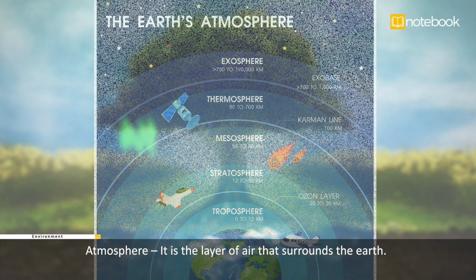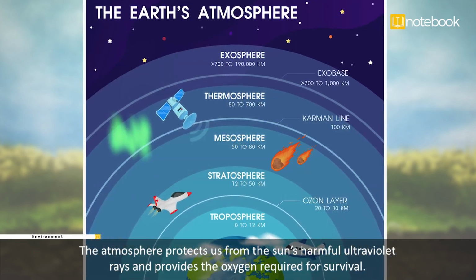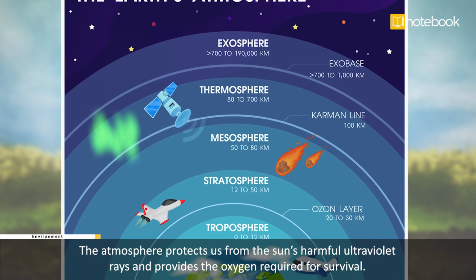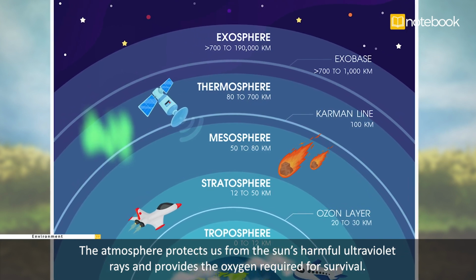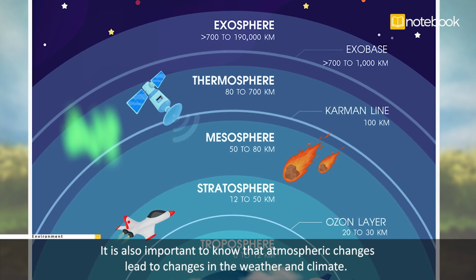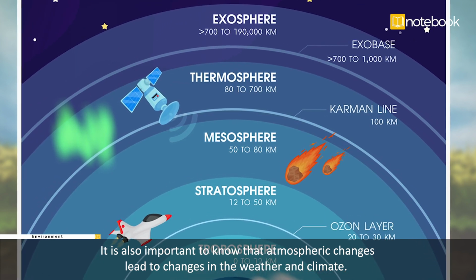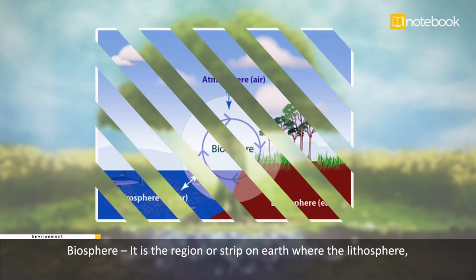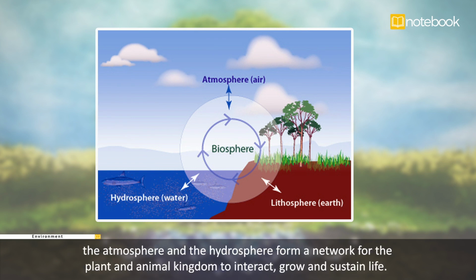Atmosphere. It is the layer of air that surrounds the earth. The atmosphere protects us from the sun's harmful ultraviolet rays and provides the oxygen required for survival. It is also important to know that atmospheric changes lead to changes in the weather and climate. Biosphere. It is the region or strip on Earth where the lithosphere, the atmosphere, and the hydrosphere form a network for the plant and animal kingdom to interact, grow, and sustain life.